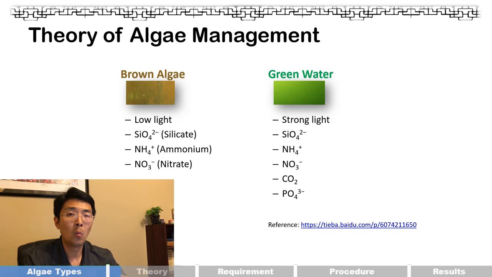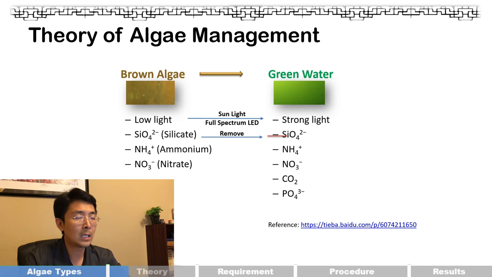So let's see what the theory of the algae transition is. If you want to transition from brown algae to green water, you need to switch your low light to strong light. Natural sunlight is the best resource. If you don't have natural sunlight, you need LED. Not just a normal LED, you need a full spectrum LED. The last one is you have to remove silicate.